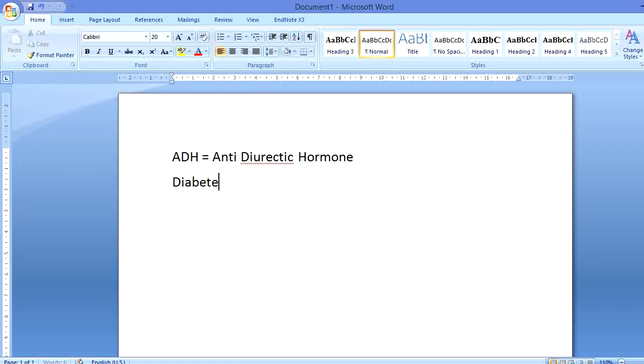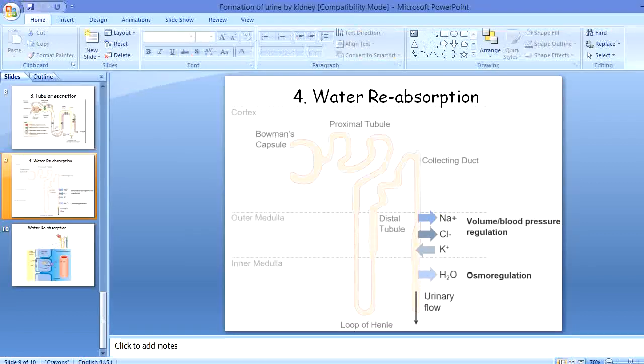One is diabetes mellitus and the other is diabetes insipidus. In diabetes mellitus, there is no secretion of insulin, and in diabetes insipidus, there is no secretion of ADH, and if there is no secretion of ADH, there will be a high amount of excretion of urine. There will be a high amount of formation of urine inside the body.